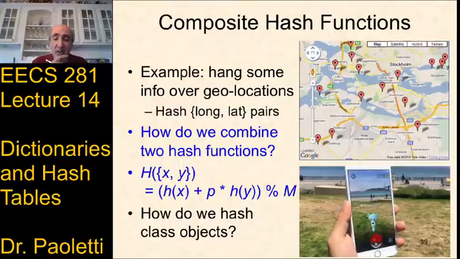Composite data structures. You can actually do things with hash tables like maintain where things are in the world. We could do longitude and latitude pairs and use hash functions to determine what is where.